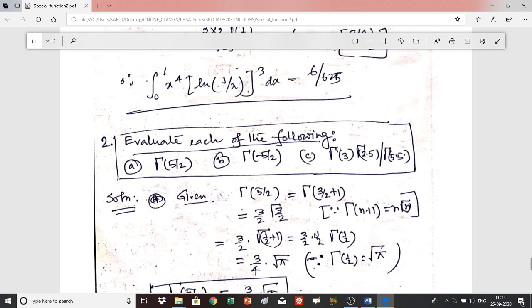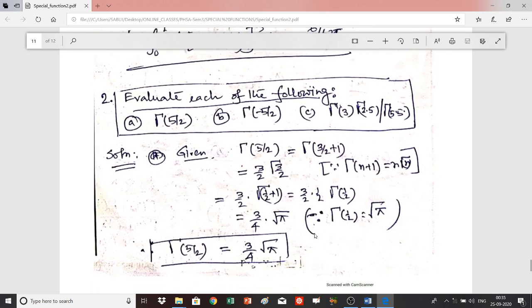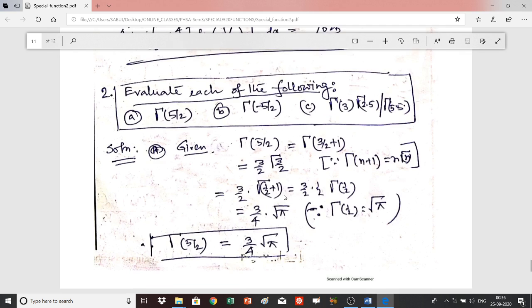And here are some evaluations of gamma functions for 5 by 2, minus 5 by 2, 2 by 5 and 5 by 2. I am leaving this for your practice. Only use these, and these values will not give you difficulty. You will not suffer any difficulty finding these values for positive integers. You only use the relation that gamma n plus 1 is equal to n gamma n. That should be employed for both of these, and it is done here. Just go through this.